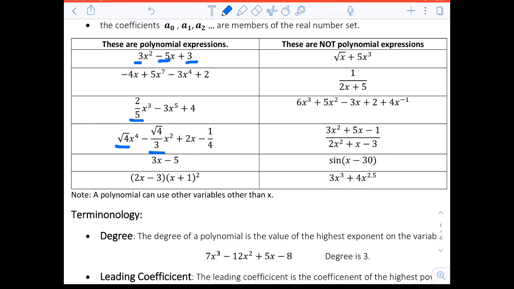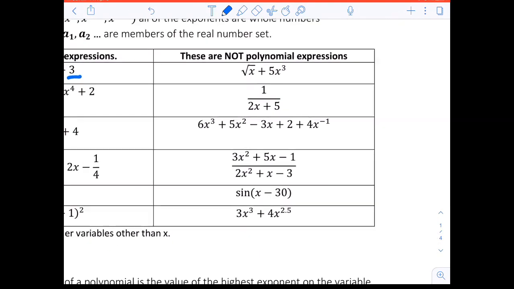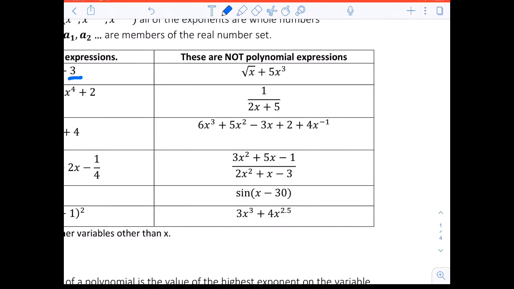For the ones that are not polynomials, you'll see that these would result in either an exponent that is not a whole number or an exponent that's negative. The first one here is not a polynomial because we see a root, and we know a root has an exponent of a half. The second one is not because of the 2x on the bottom. When we have an x value in the denominator of a fraction, we know that's going to have a negative exponent. The third one here has a -1.